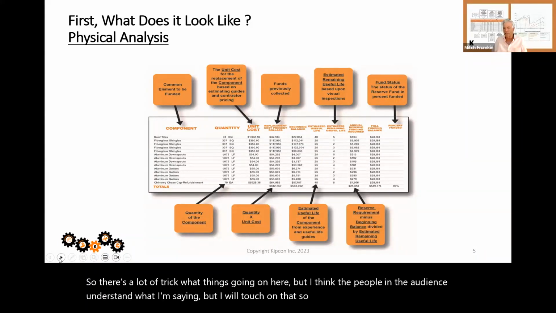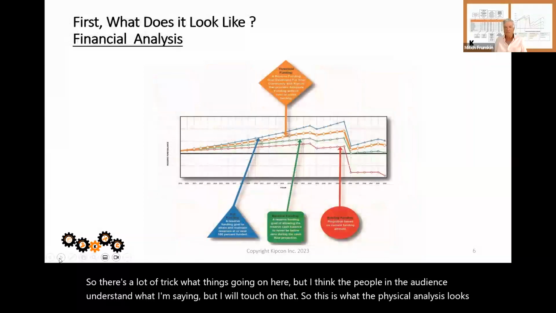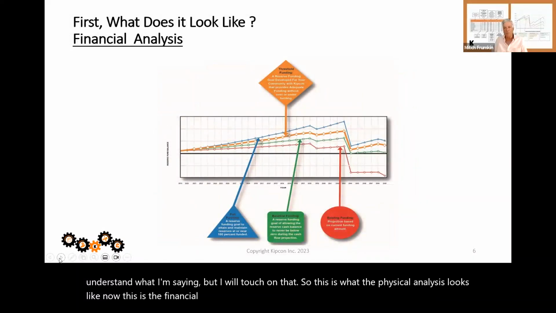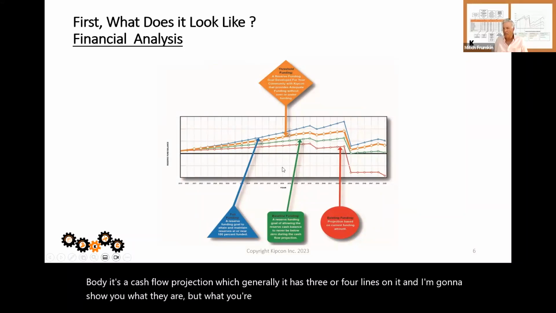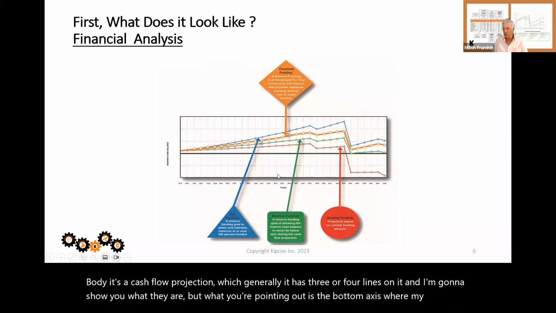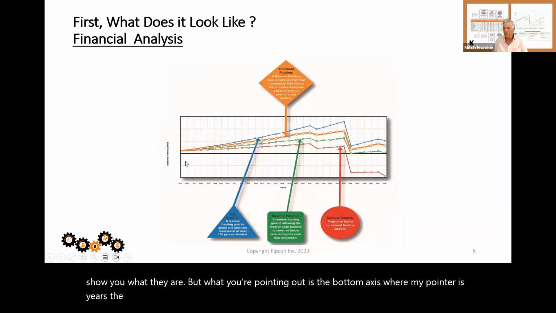So this is what the physical analysis looks like. Now, this is the financial analysis, which is the other part of the study. It's a cash flow projection, which generally has 3 or 4 lines on it. And I'm going to show you what they are, but what you're pointing at is the bottom axis, where my pointer is: years. The vertical axis is dollars.